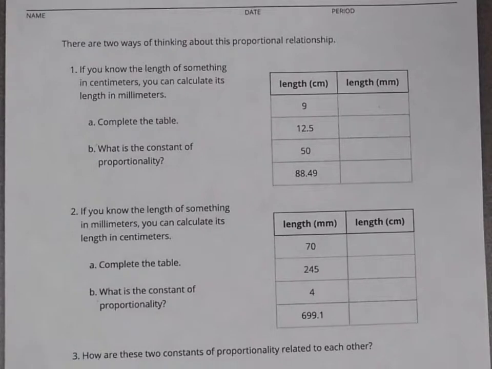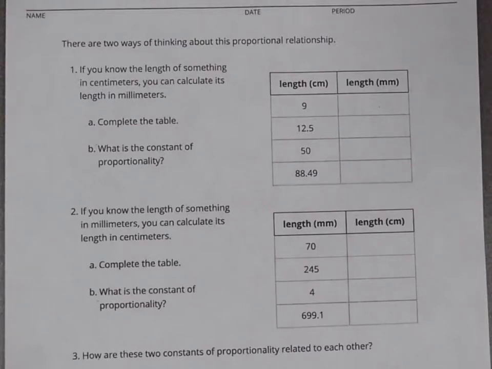So I want you guys filling out this table on your own. So look at this. If there's 10 millimeters in 1 centimeter, what do I do to get from centimeter? Yes, keep going. So you're multiplying everything by 10. Remember, when you multiply by 10, you move the decimal point once to the right.